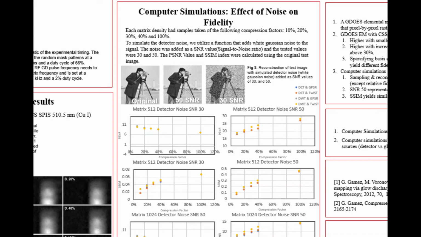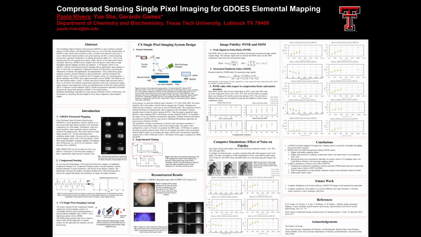In the simulations, we tested compression factors of 10%, 20%, 30%, 40%, and 100%, and we calculated PSNR values and SSIM values to see how the noise levels affect the image fidelity. Underneath Figure 8, we have the plots of all the matrix densities compared to the 2 levels of noise applied and comparing PSNR values as well as SSIM values. We can see how there is a general trend of an increased fidelity with a higher compression factor.